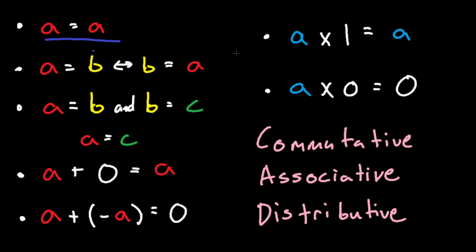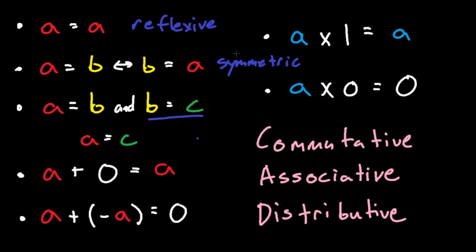So the first one, a is equal to a, right? If you have some number assigned to a variable a, it's equal to a. That's very obvious. We also have this, a is equal to b, b is also equal to a, okay? If a is equal to b, b is also equal to a. The names of these properties are, this one is the reflexive property, and this right here is the symmetric property, okay? This right here is if a is equal to b and b is equal to c, a is also equal to c. This right here is called the transitive property.